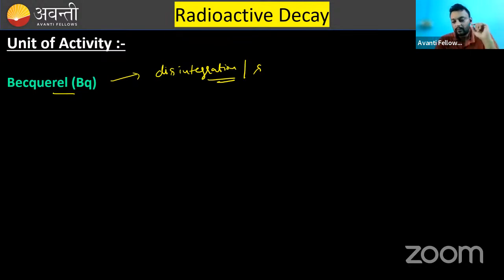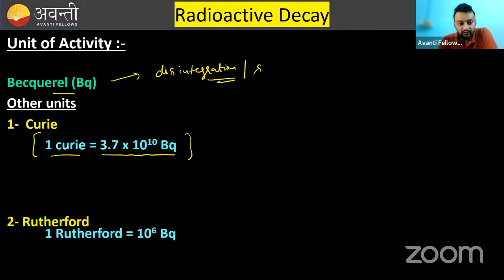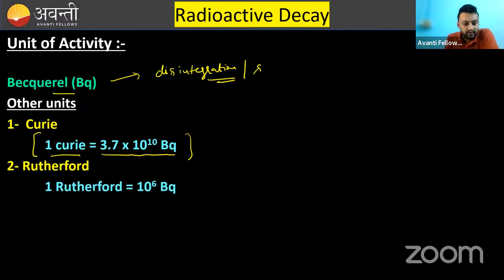There are other units named after some famous scientists. You know the Curie, the husband and wife Curie. You know that Marie Curie and Pierre Curie. So 1 Curie is what? Just remember this term. It is directly asked. 1 Curie is equals to 3.7 times 10 raised to the power 10 becquerel. And another unit is Rutherford. 1 Rutherford is what? 10 raised to the power 6 becquerel.